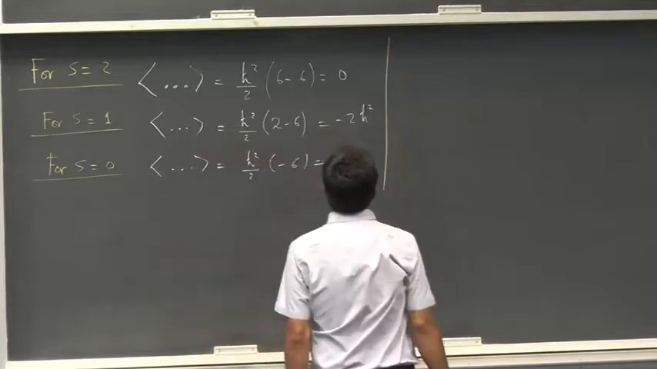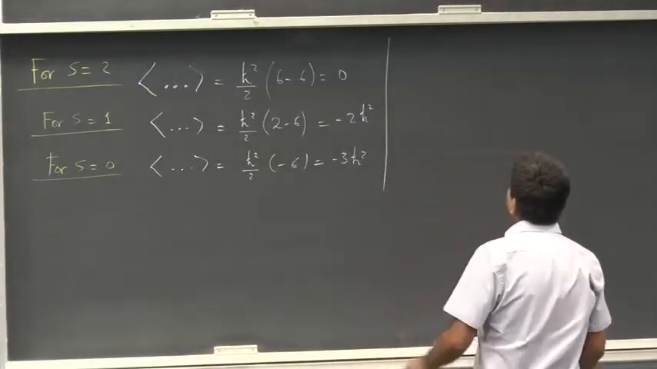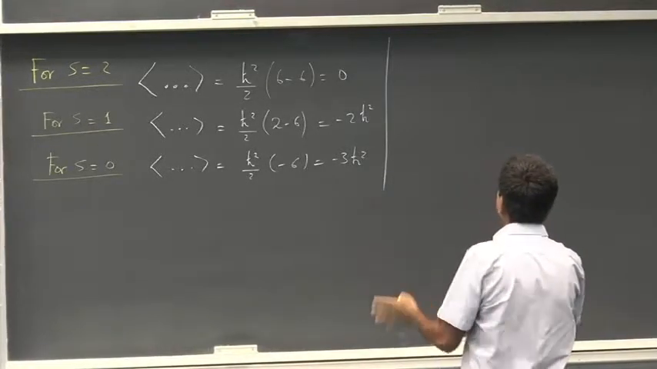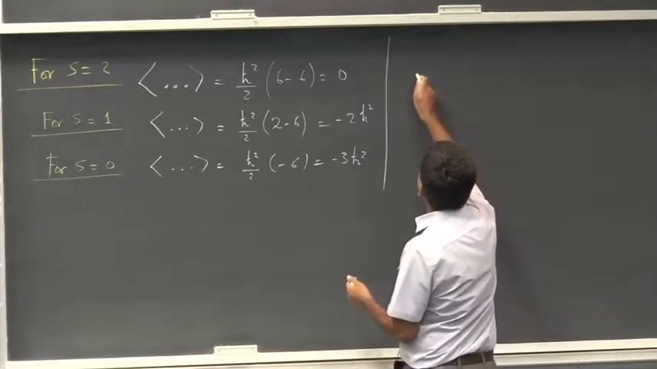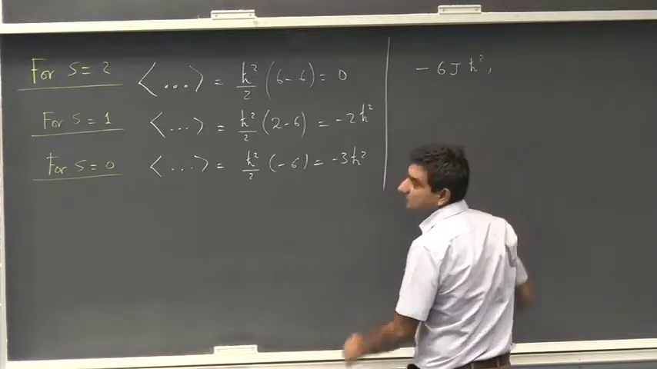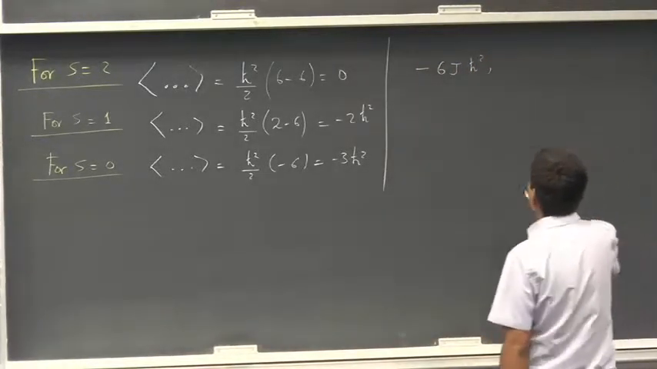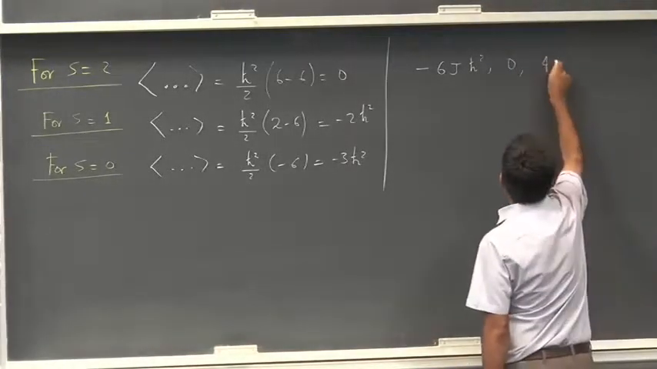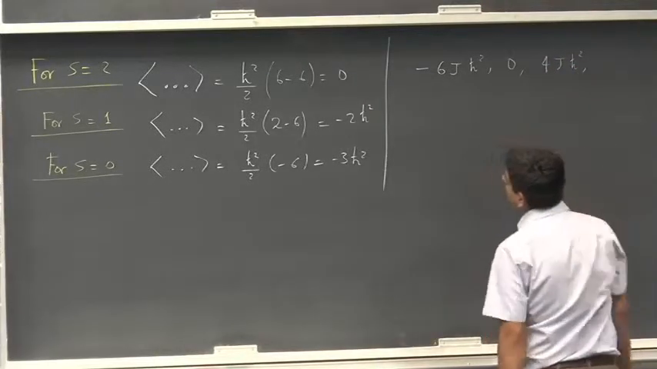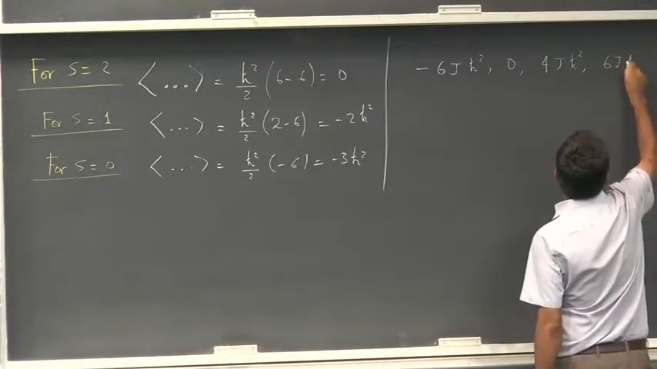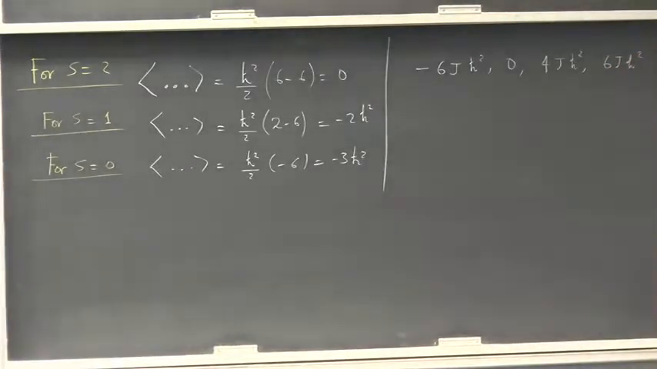So the eigenenergies are, you have to multiply all of this with minus 2J. So the eigenenergies are minus 6J h bar squared, 0, 4J h bar squared and 6J h bar squared. So you get 4 levels. Okay, you get 4 levels.